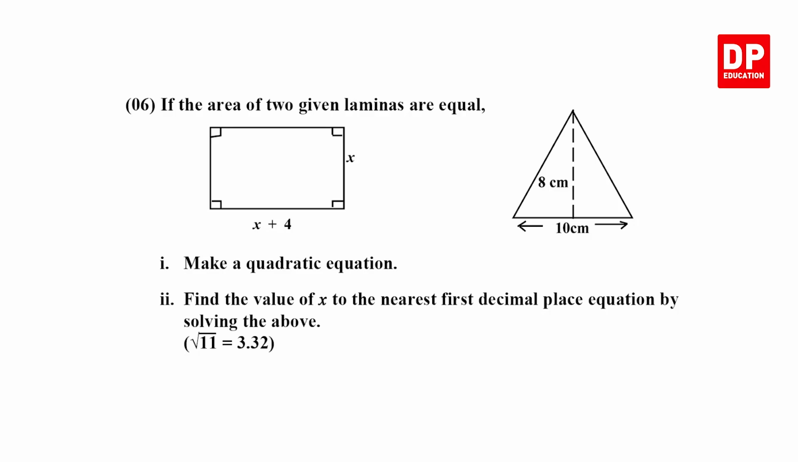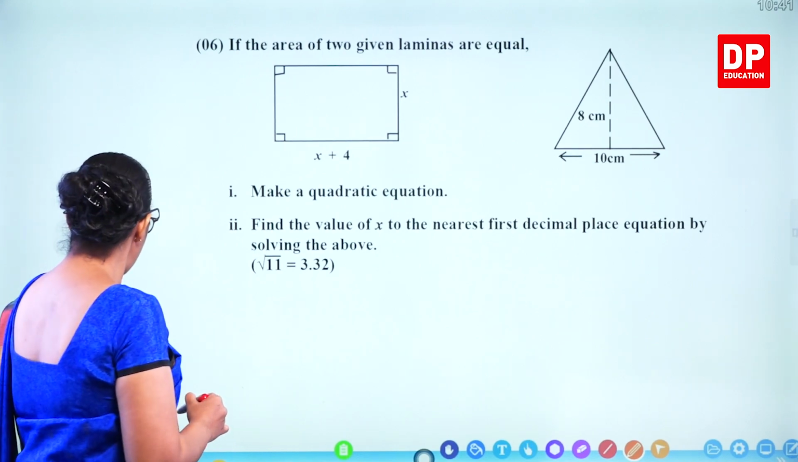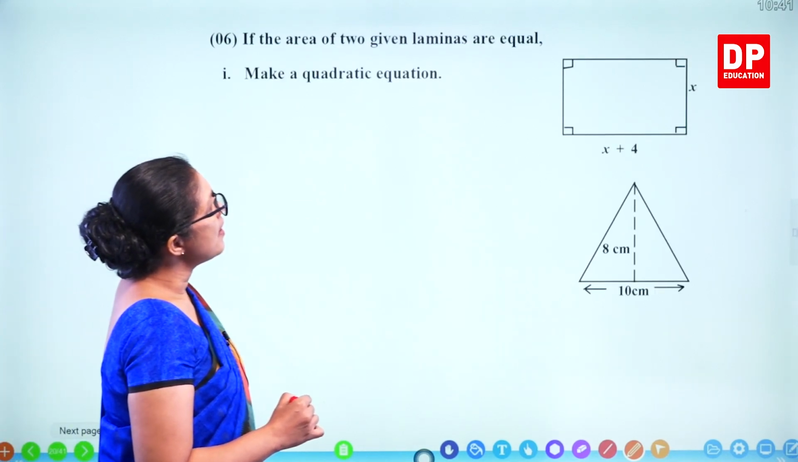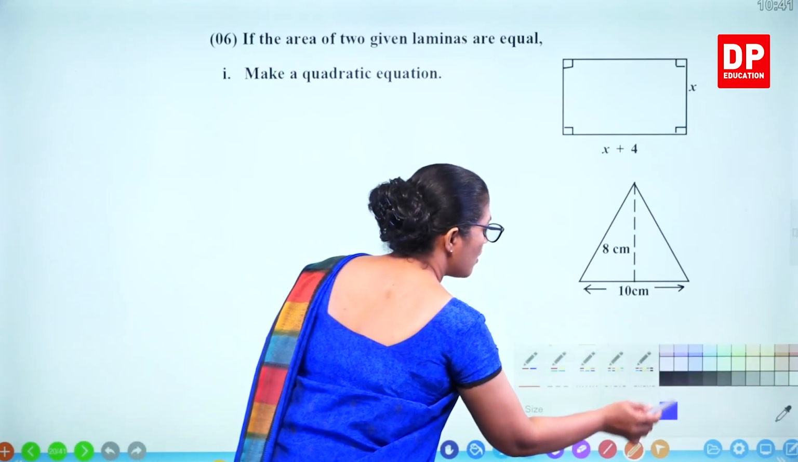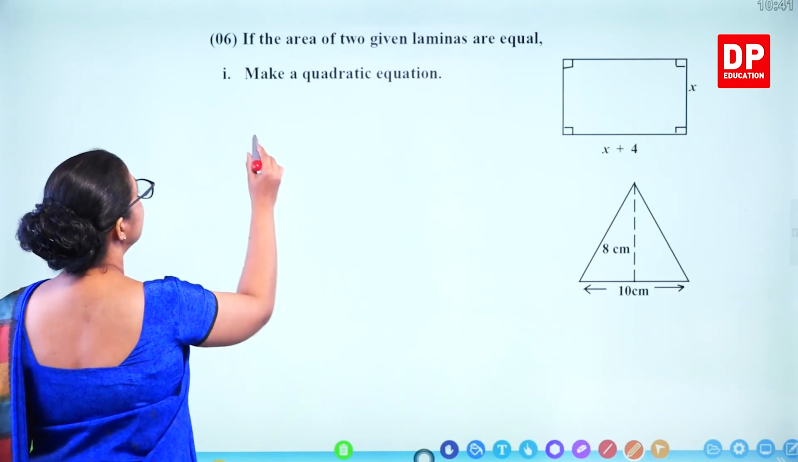6th question. So this is also part A. So you get 2 parts. So we'll do step by step. If the area of 2 given laminas are equal, make a quadratic equation. So what's the area of the rectangle?